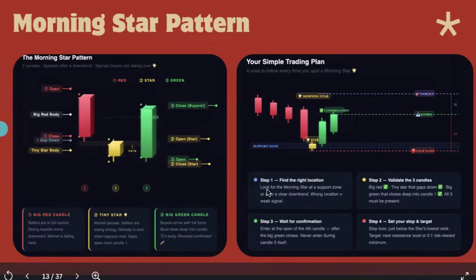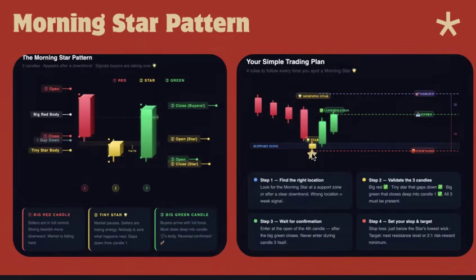4-step trading plan. The morning star must appear at the support zone. Validate all 3 candles: a big red candle, an indecision candle, and a big green that closes deep into candle 1. Wait for the 4th candle confirmation. Enter at the close or the pullback of that 4th candle. Stop loss will go at the low wick of the indecision candle or below the support area, and target will be your resistance zone.